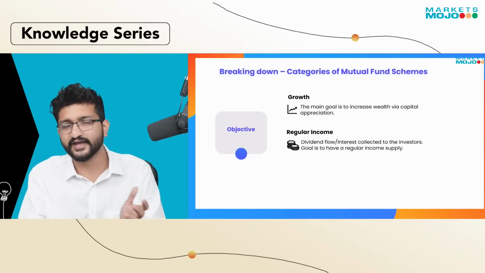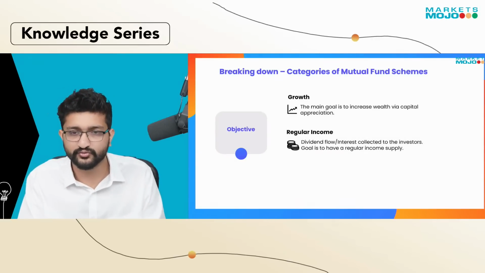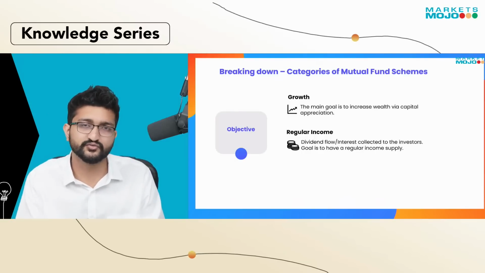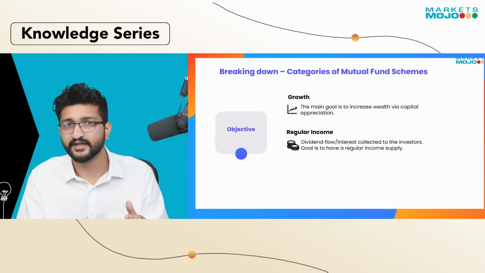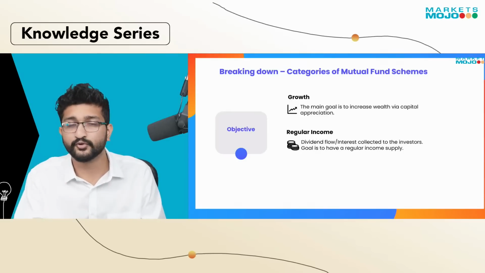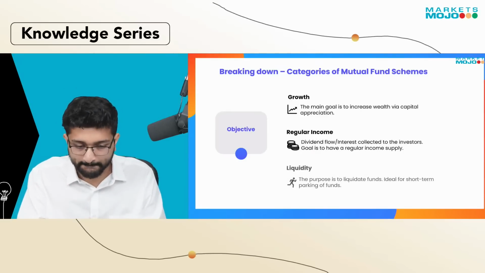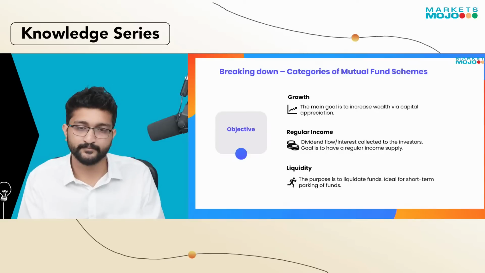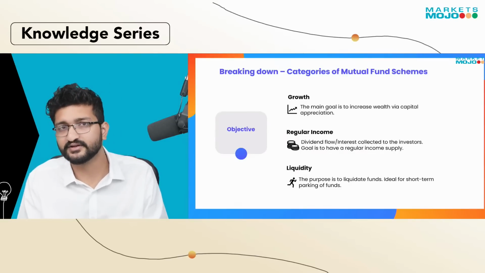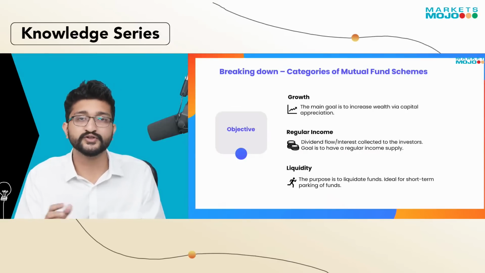We have a regular income, which is a dividend approach also, where we think of collecting some amount back. We want some regular cash flow, so we can invest in an IDCW fund, where you can actually get some amount of dividends and interest collected back. And lastly, something which is liquidity. The purpose of this fund is just to keep your money in place. Let's say you want to invest or remove that particular money tomorrow.